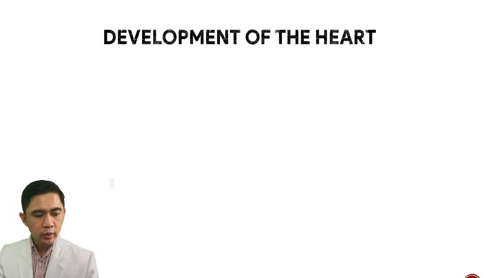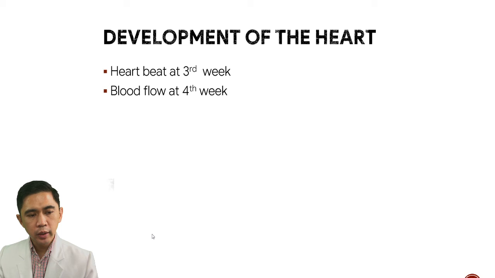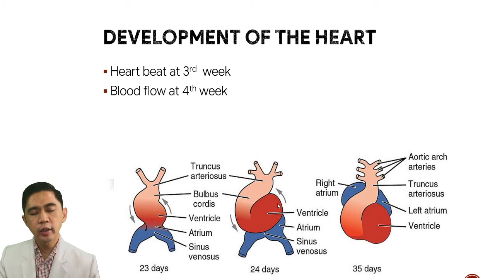Development of the heart. So the heart starts to beat at the third week, but blood flow is appreciated in the fourth week. The heart is actually a tube that is twisted upon itself, and thus we will see the different chambers develop from a single tube. Another video will explain this development a little better, so try to take a look.